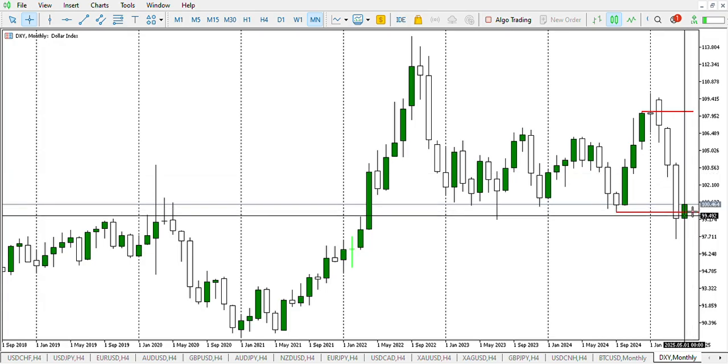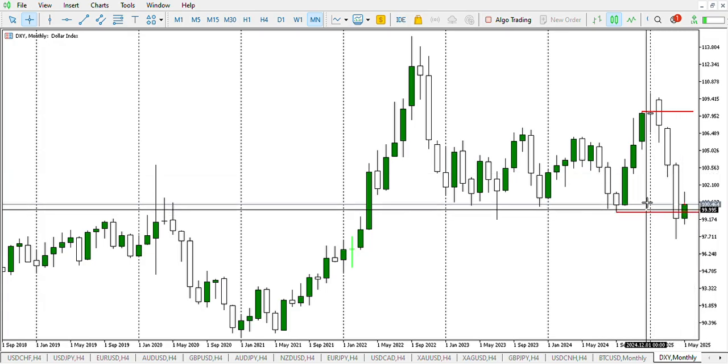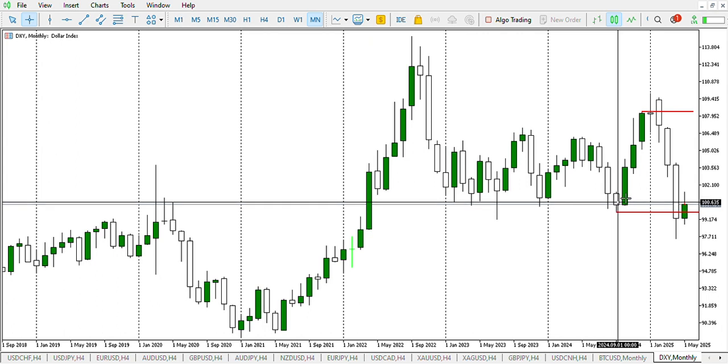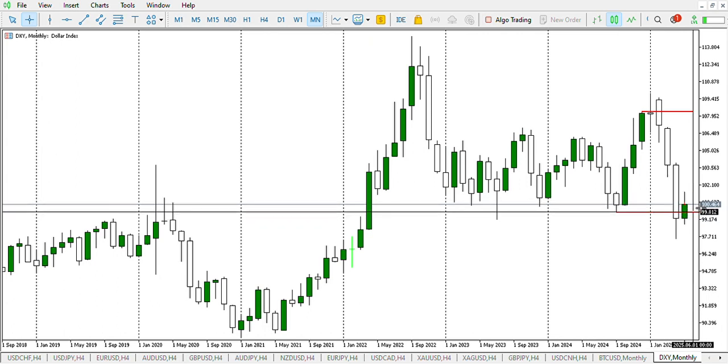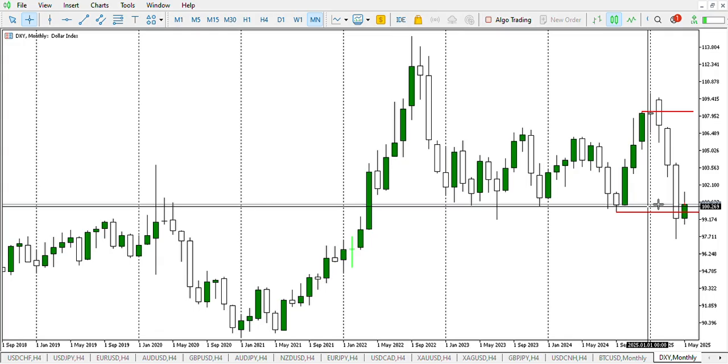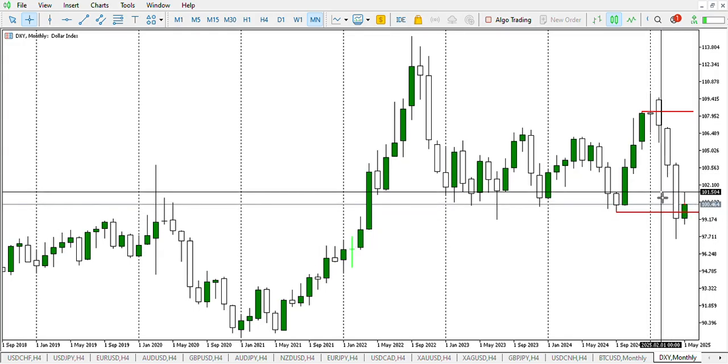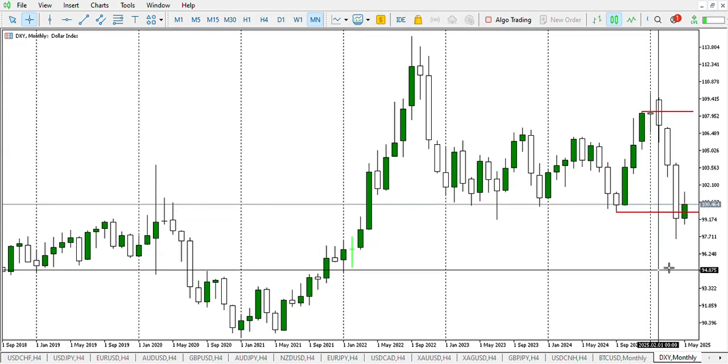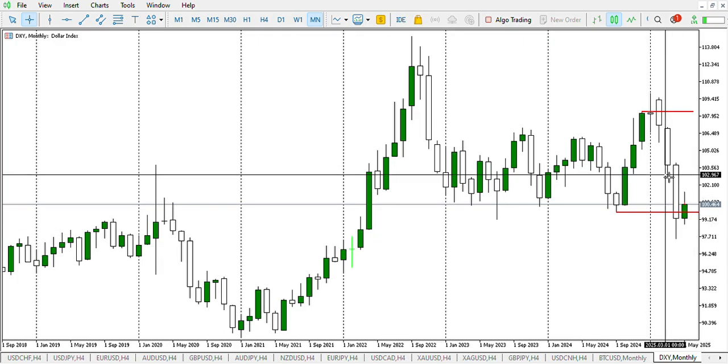However, we can see that when price got to this low, which we also have a sell candle at the low, liquidity is being taken out. So we are going to be expecting in the coming months some strength. We are going to be expecting some power on the US dollar pairs.